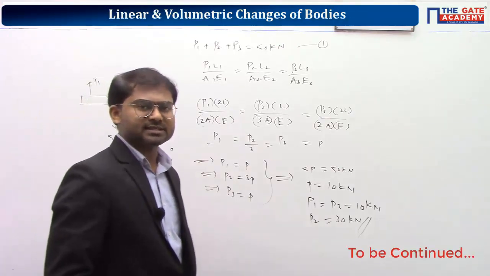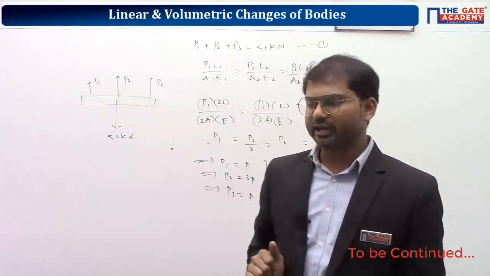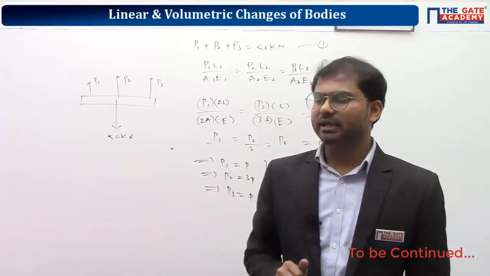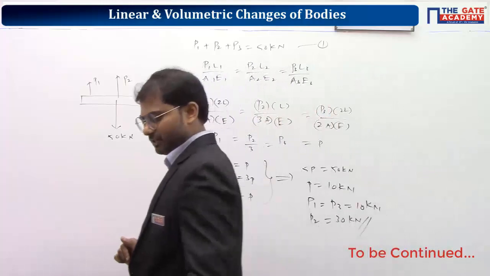We are done with this second branch of the whole flow chart. Now we are entering into the third branch, that is, linear changes in single bars due to temperature change. Kindly put the title.